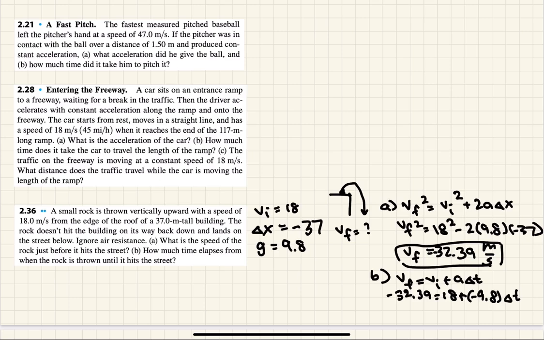You move all the velocities to one side, divide by acceleration, and you're going to get delta t is equal to 5.14 seconds. That would be your answer.